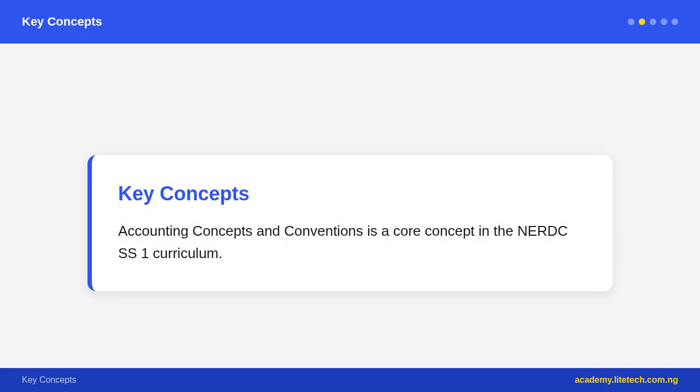5. Prudence concept, conservatism. Accountants must be cautious, do not anticipate profits but do anticipate losses. This means, only recognize revenue when it is certain. Recognize expenses and losses as soon as they are foreseeable. Example, if a debtor is unlikely to pay, create a provision for bad debts immediately, do not wait until the debt is actually lost.